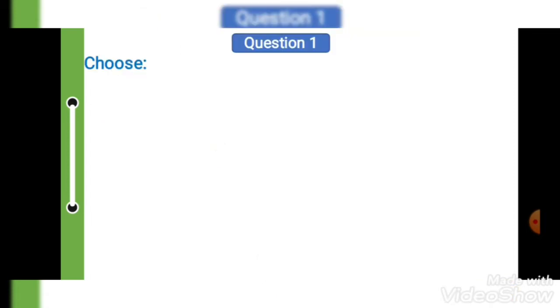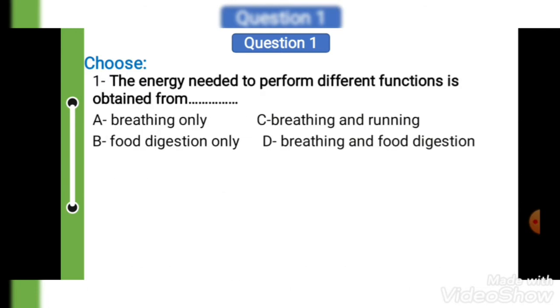نبتدي نحل مع بعض أسئلة. أول سؤال عندي هو choose the energy needed to perform different functions is obtained from. دايما نبقى فاكرين ان الانرجي دي هتيجي من حاجتين، هتيجي from breathing and food digestion. We need the oxygen that comes from breathing and we need the nutrients that come from food digestion.